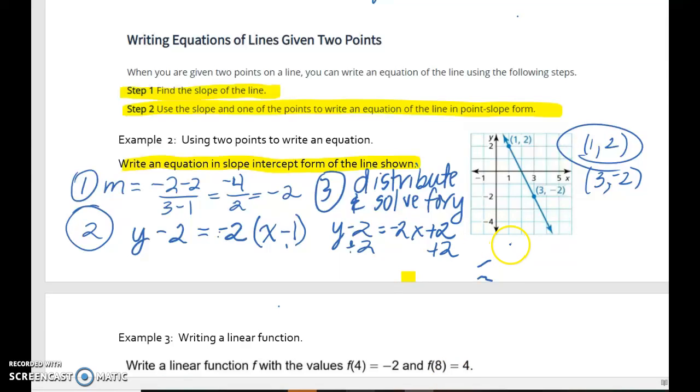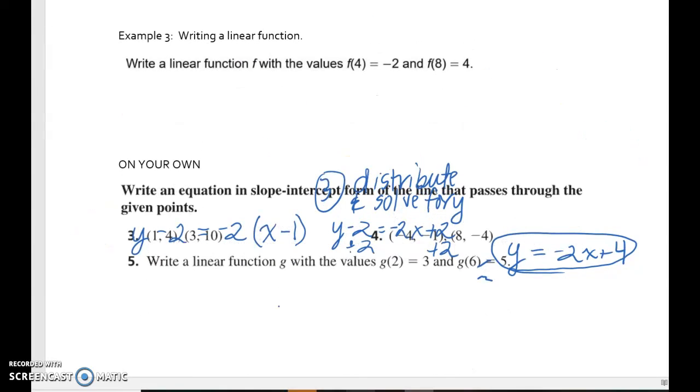And so my final answer, which I'm going to write right under my graph here, is y equals -2x plus 4. Okay, and there's the equation of my line written in slope-intercept form, and I'm ready to continue moving on. So go ahead and turn your page, and we're going to look at example 3.